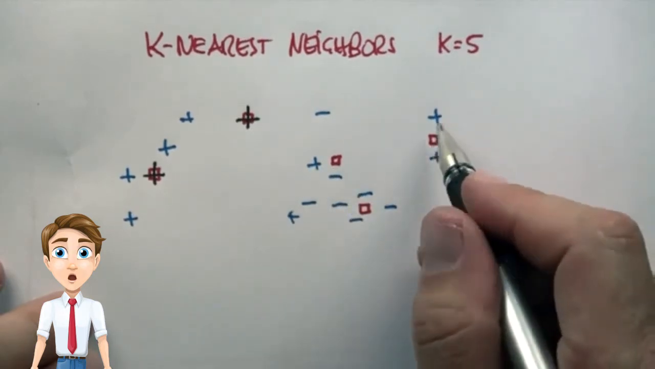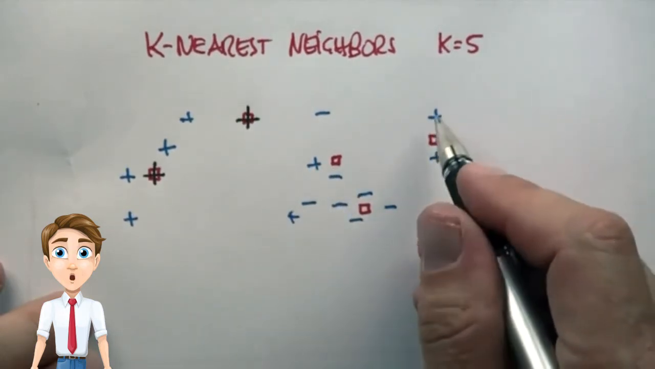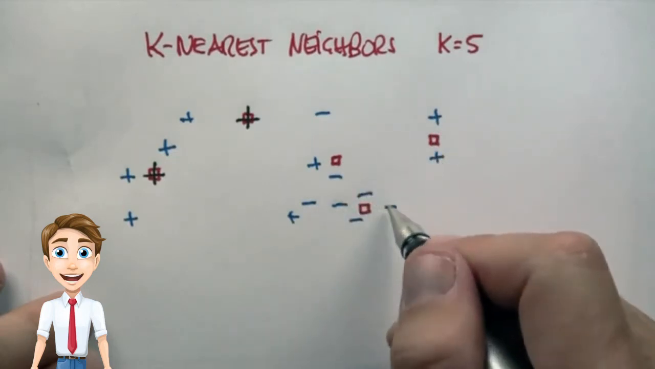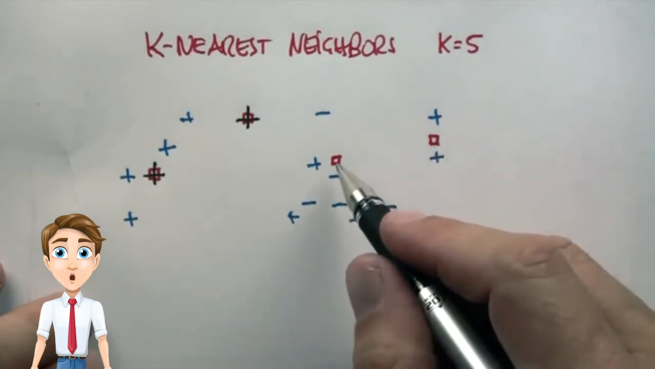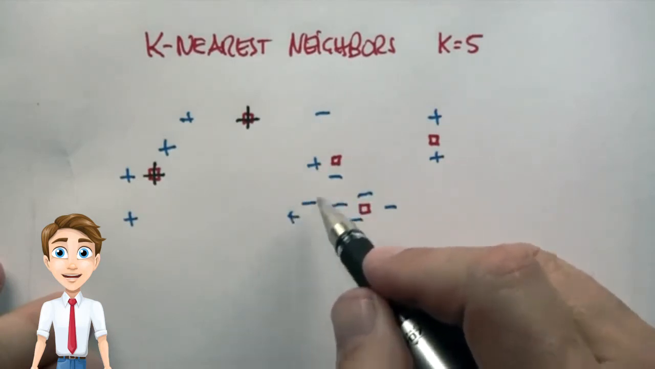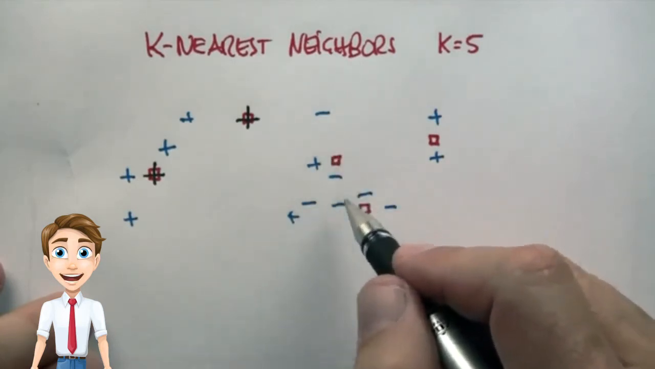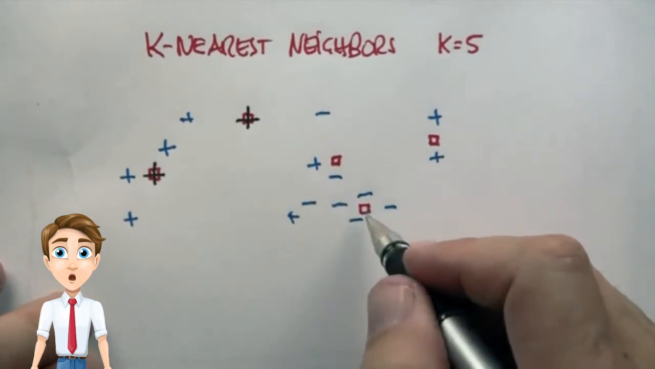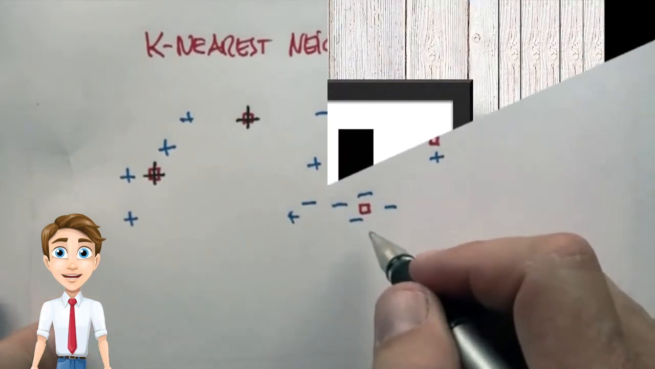Even this one over here has just 2 pluses as neighbors that are positive, and those guys over here are all negative. Similarly over here, there's possibly 2 pluses in the 5 nearest neighbors, but these guys over here are all negative. And this guy is surrounded by negative examples, so therefore it'll just be negative.